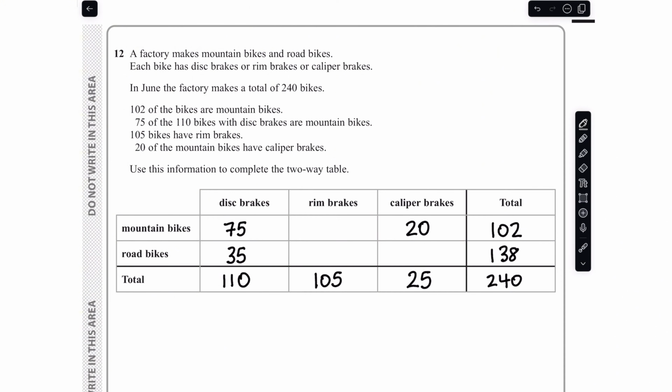And so at this point, this table should be relatively easy to complete because we know that 5 of the road bikes have caliper brakes. We can add 35 and 5 and then subtract that value from 138 to get the number of road bikes with rim brakes. And when you put that into your calculator, that gives you a value of 98. And so finally, to obtain the number of mountain bikes with rim brakes, we subtract 98 from 105, and that gives us 7. And that right there is your two-way table.